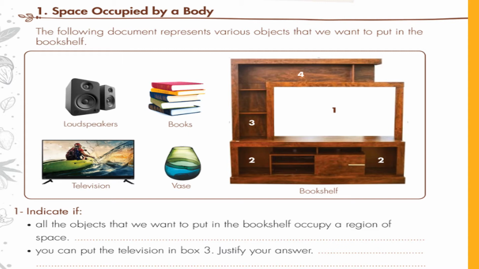Activity 1, space occupied by a body. The following document represents various objects that we want to put in the bookshelf. So we can see here a big bookshelf, and we have to place these objects in their places. We have loudspeakers, books, television, and vase. They numbered the places in the bookshelf 1, 2, 3, and 4.